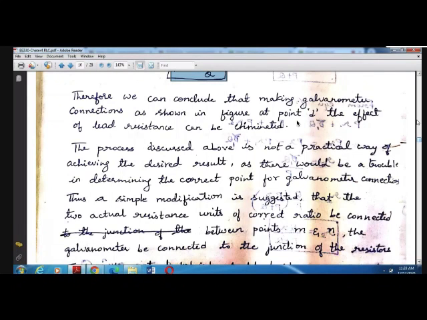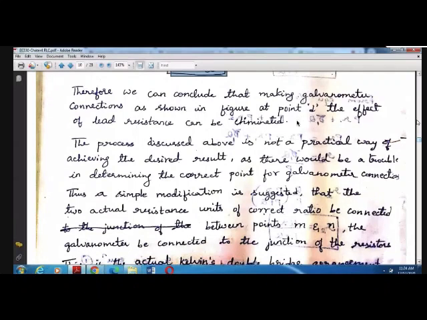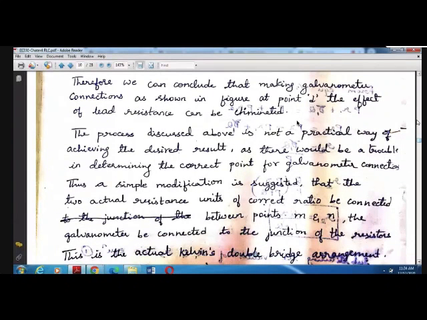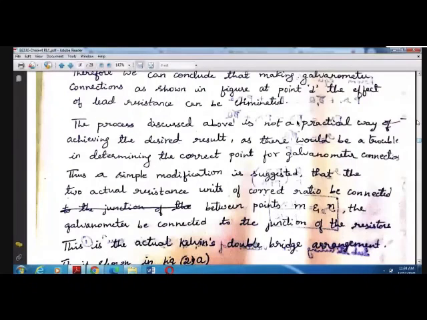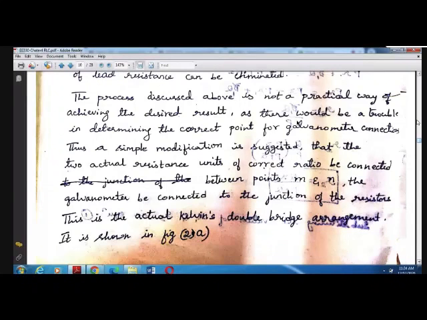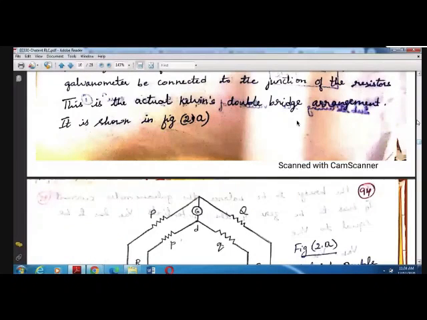But while doing the experiment practically, it is very difficult to identify that particular point exactly. You cannot say this is the center point, or say that this is the middle point to connect the galvanometer. So that is the major disadvantage of this Kelvin's bridge. To overcome that particular disadvantage, that is the identification of the middle point, which is the main disadvantage of this Kelvin's bridge, we modified the Kelvin's bridge arrangement, did some modification, and switched over to the Kelvin's double bridge arrangement.